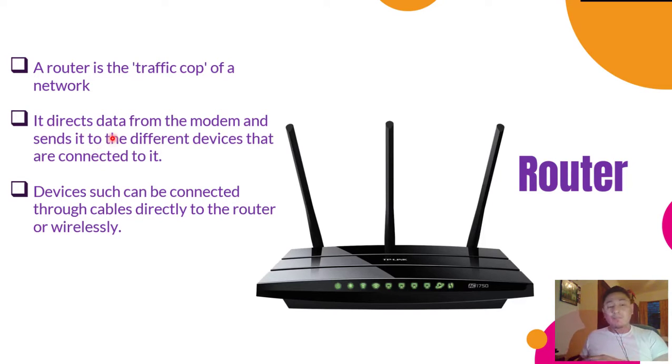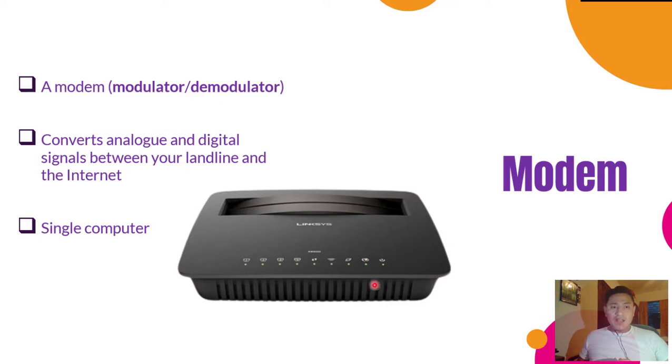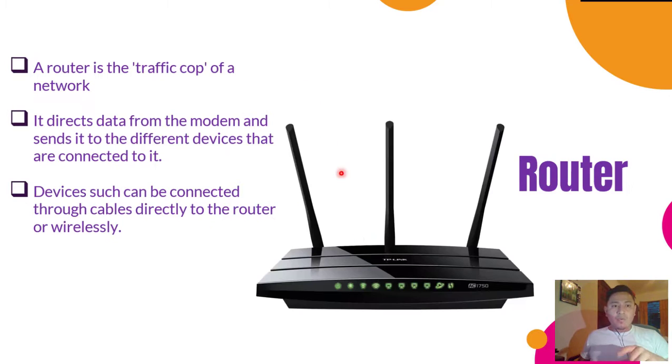The function of the router: some people have to purchase a modem, and then they can connect this modem to a desktop. But if they want to share the internet with multiple devices, then they will connect this modem to a router, and the router will take all the analog or digital signals coming from the modem, because it has been converted already, and then divert or send it to multiple devices in a house or on a network.